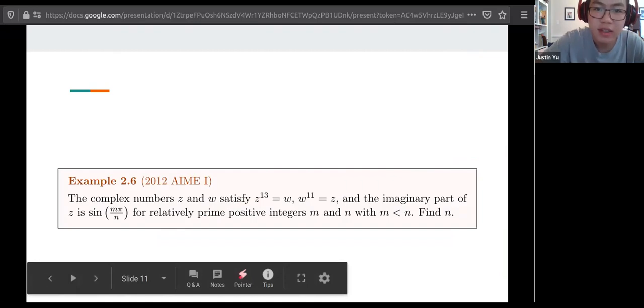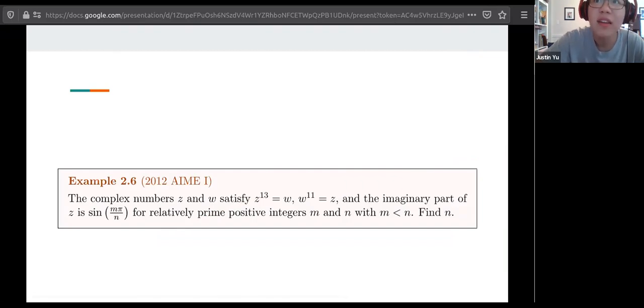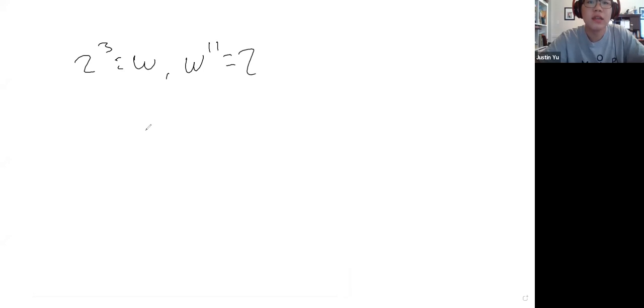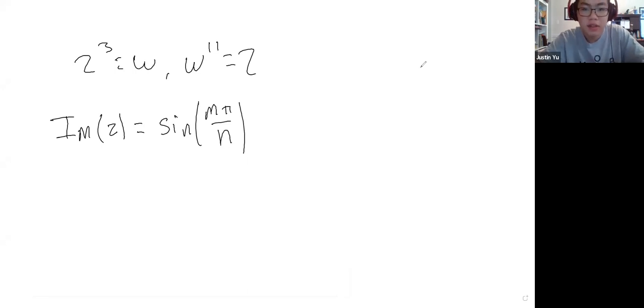All right, I'm gonna go ahead and share the whiteboard. So here are the necessary conditions. z to the 13th equals w. w to the 11th equals z. The imaginary part of z, which is sometimes written like this, equals sine of m pi over n. Find n. And this is z to the 13th, actually.